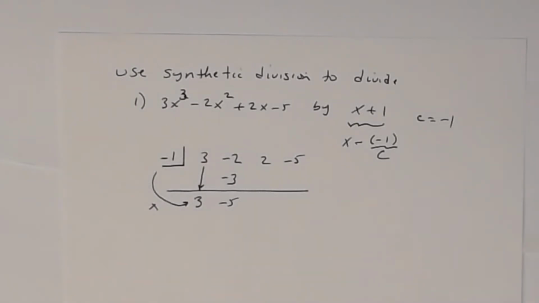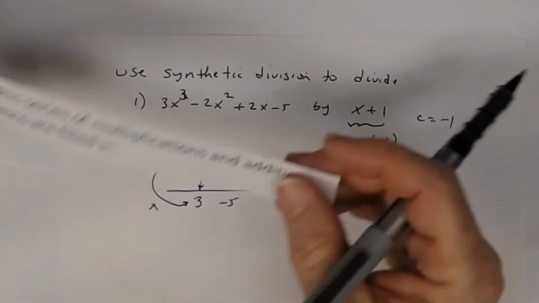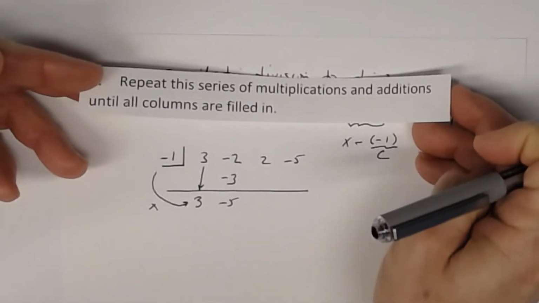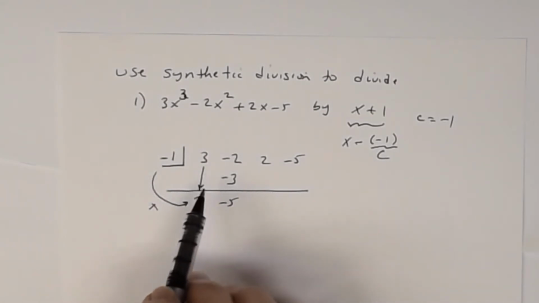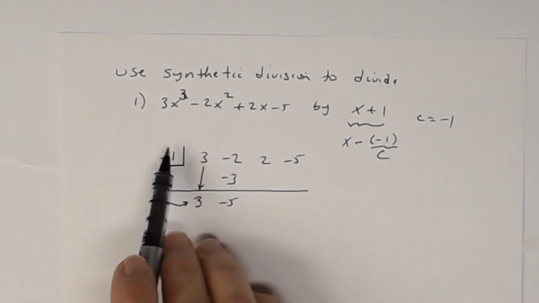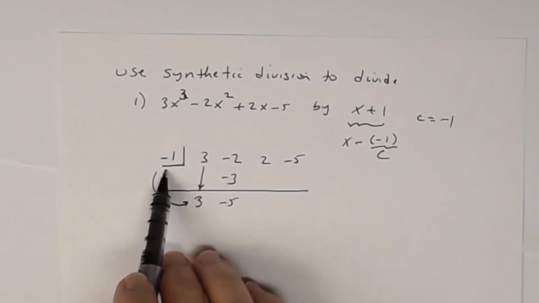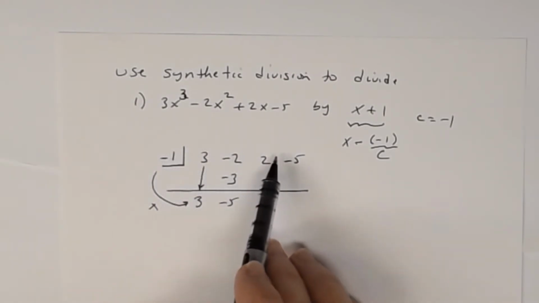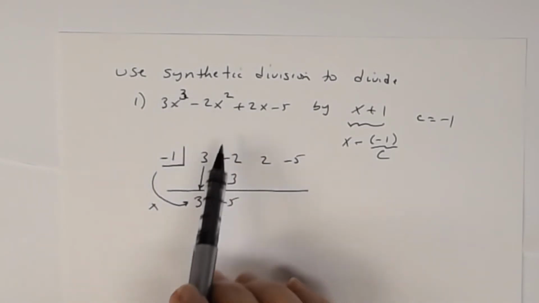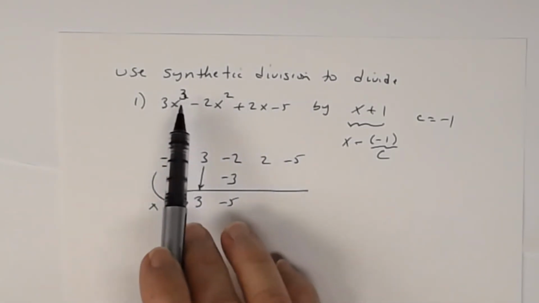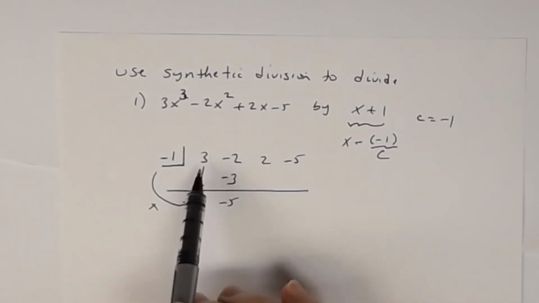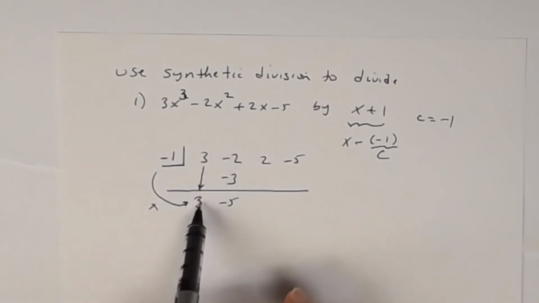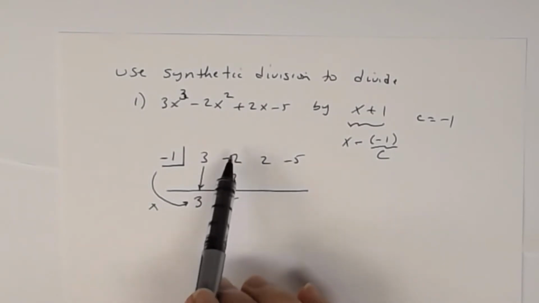All right, and then step 6 basically says: repeat the series of multiplication and additions until all columns are filled in. So let's go through this process again. You write the C here, you put your backwards L, and to the right you put the coefficients of your dividend. Make sure it's in descending order, and any missing term you have to put a 0. Then you bring down your first coefficient, the 3, and then you multiply. Negative 1 times 3 is negative 3. You put that here, and you add.